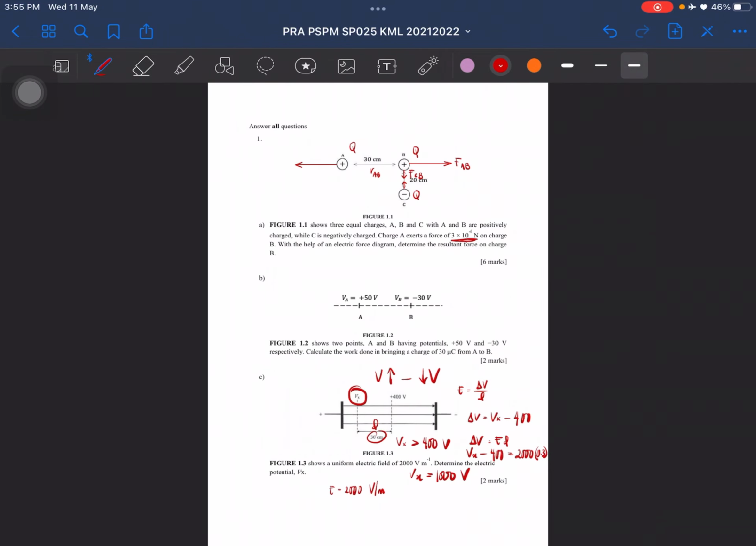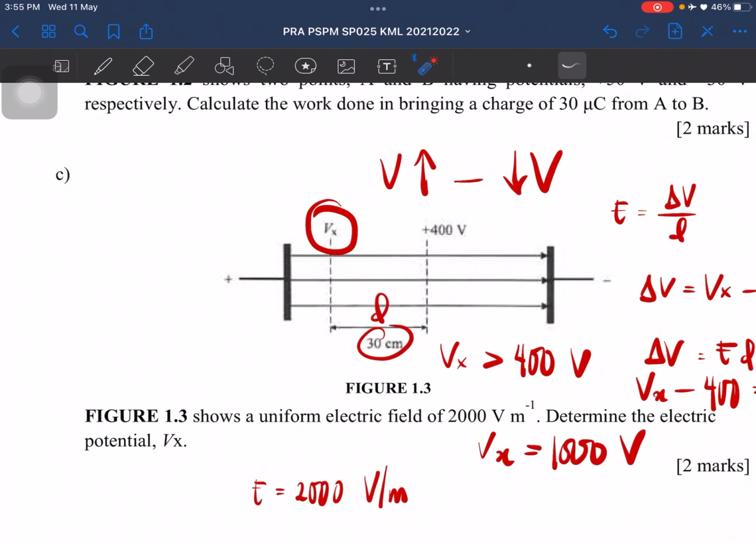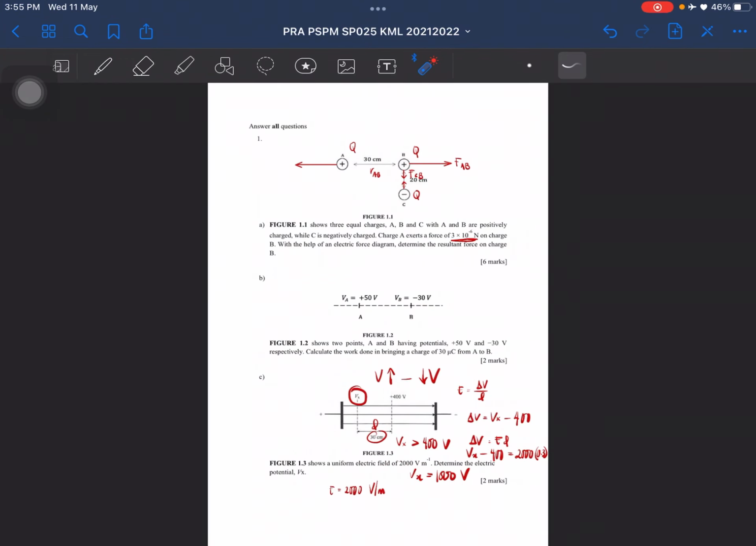Alright, so that is straightforward. Actually, not really that straightforward. So if you don't know that the voltage for the one that is nearer to the positive plate is higher, you actually would do final minus initial konon, macam tu kan. But please remember, the voltage, the one that is nearer to the positive plate, will have a much higher voltage. Alright, so that is on question number 1.